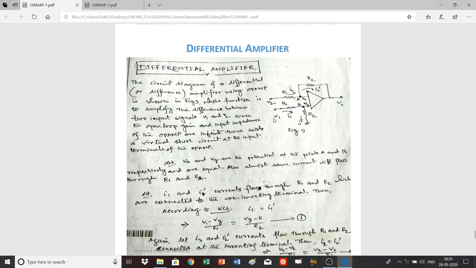And here the voltage V1 is applied to the non-inverting terminal through a resistance R1, and then it is grounded through the resistance R2. Similarly, the input voltage V2 is applied to the inverting input terminal through the resistance R1, and then a feedback resistance R2 is connected between this point and the output. And the points A and B.